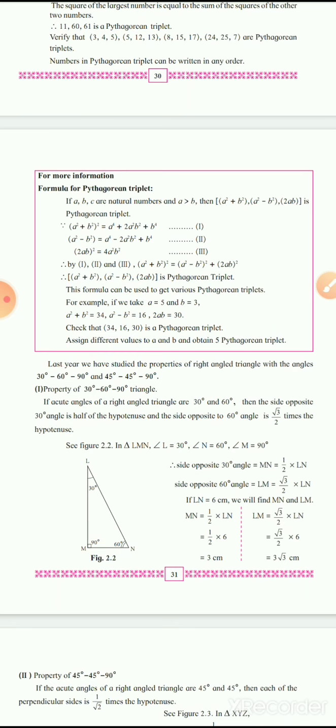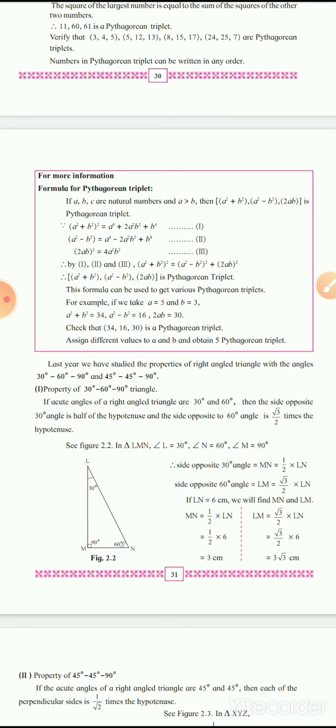Here, if LN, the hypotenuse, is equal to 6 centimeter, then we have to find LM, the opposite side of the 60-degree angle, and MN, the opposite side of the 30-degree angle. First of all, the opposite side of the 30-degree angle, MN, is equal to half into LN, which means half into 6. So 2 3s are 6 and 3 1s are 3, so MN is equal to 3 centimeter.